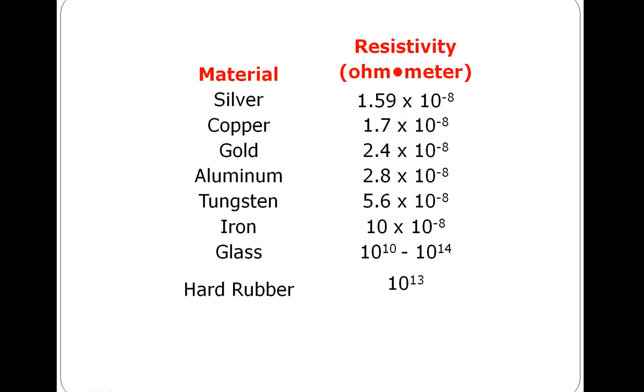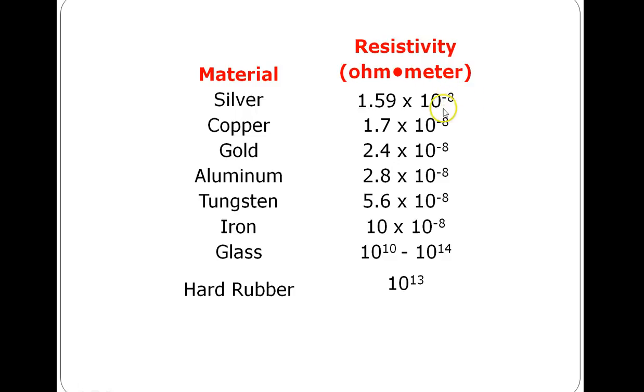So here's a couple numbers. You don't have to know any of these numbers, but just get an idea of what they would look like for the resistivity of a bunch of different types of materials. About the best conductor is silver, at least the best one on this chart, and you can see times 10 to the negative 8.